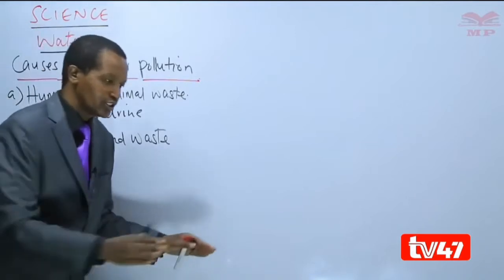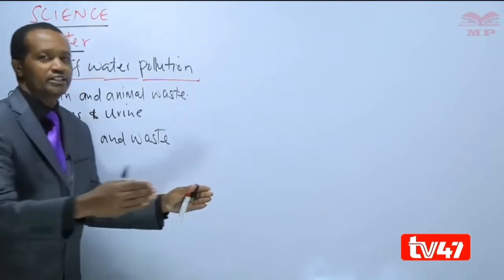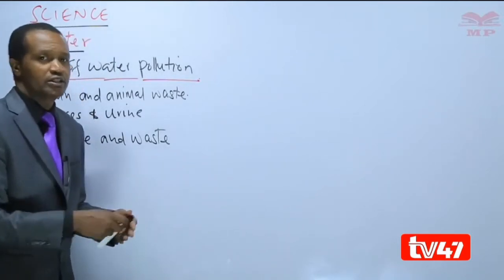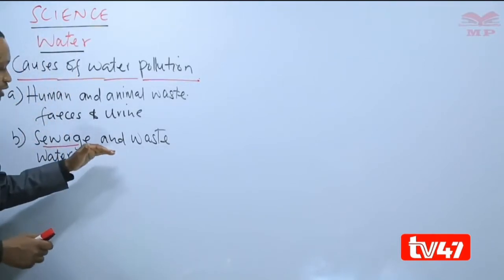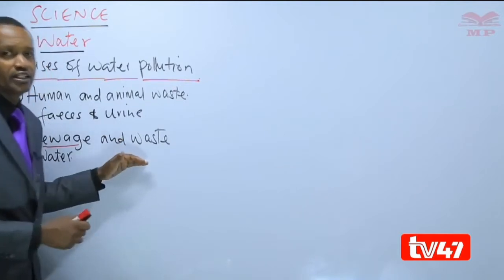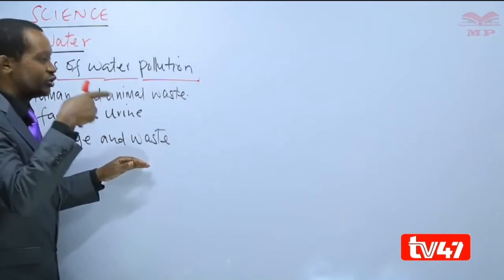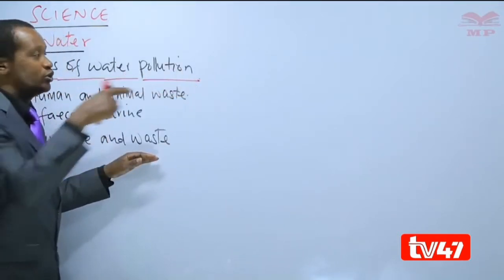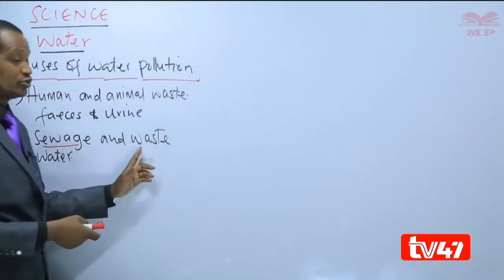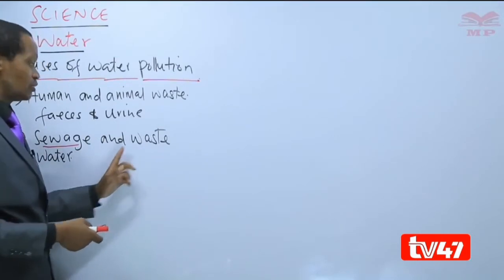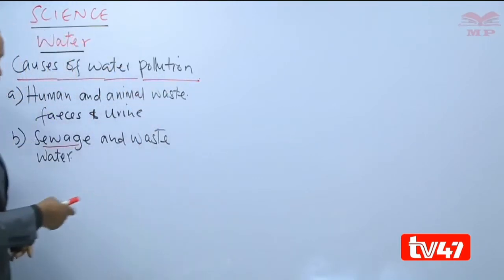We clean our houses, we clean our streets, okay? All that water combines with other liquid waste to form what we are calling sewage. So when this water is channeled into rivers, lakes and the ocean, then the water sources are polluted. The rivers are polluted with such sewage, with such human wastewater. So that's a cause of water pollution.